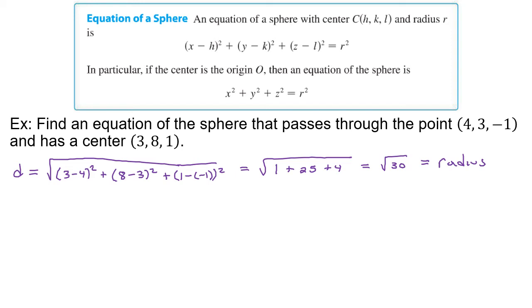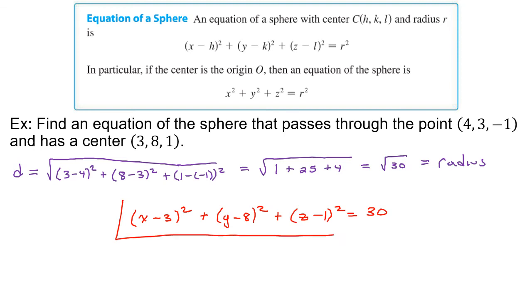And then since I have the center, I can just pretty much write down the answer. I'll have x minus 3 squared. I'll have y minus 8 squared. And I'll have z minus 1 squared equals r squared. Well, the square root of 30 squared is 30. And there is my equation of my sphere through that point with that center. So hopefully that's not too bad. That's a fairly easy one, I think.